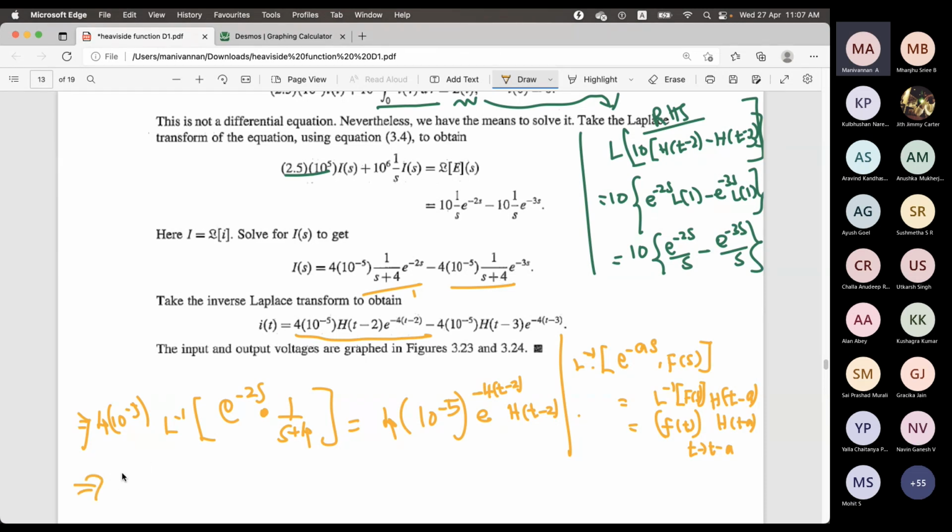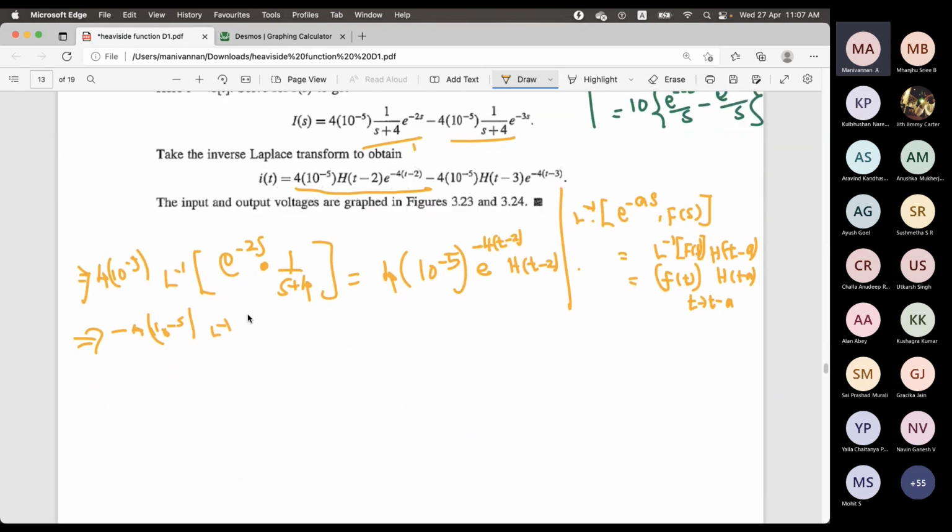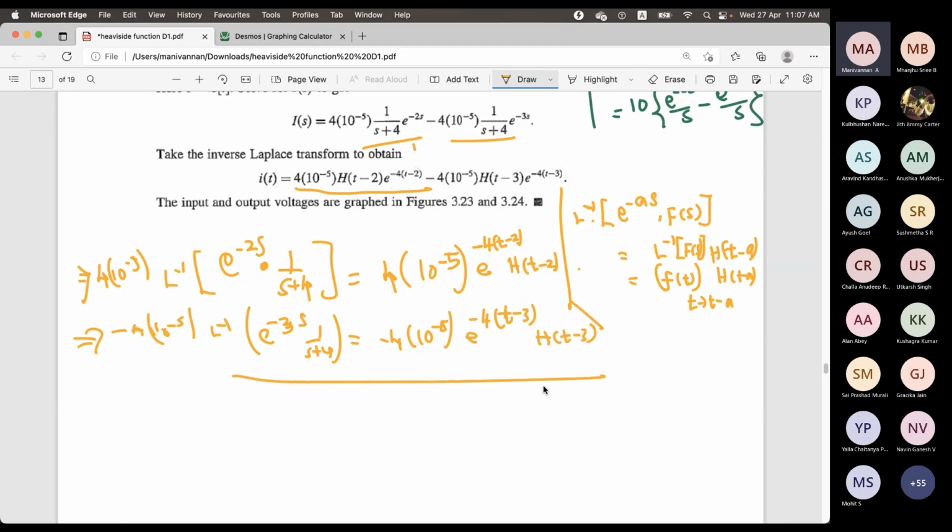First we should know, minus 4 times 10 to the power minus 5, L inverse of e raised to the power minus 3s, 1 divided by s plus 4. The same way, minus 4 into 10 to the power minus 5, e raised to the power minus 4 times of t minus 3, into h of t minus 3. Is it clear? The same results we are getting. Okay, just using these results.